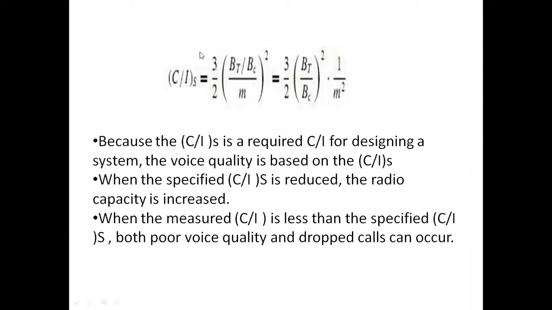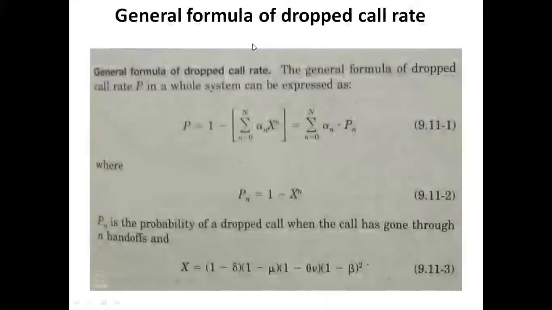So this is the equation which represents the voice quality as well as the dropped call rate. Depending on the required C by I value, we can calculate the voice quality, and depending on the voice quality, we can also calculate the dropped call rate. So these are all interrelated to each other. Next one is the general formula of dropped call rate.